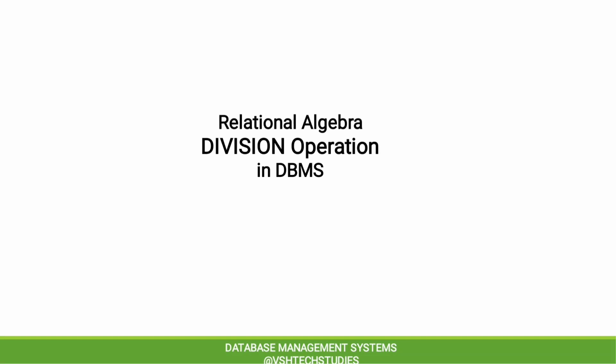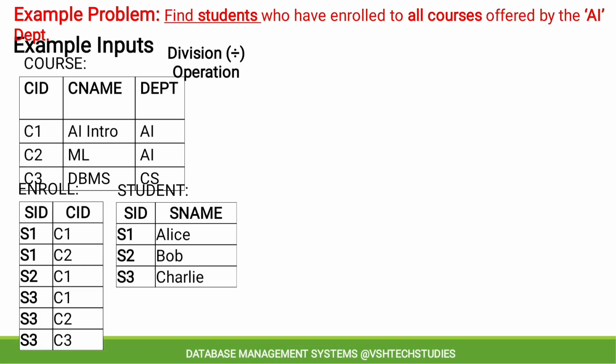Today we shall study the division operation from relational algebra in DBMS. Let's start the session. To solve this problem we are taking three relations as input relations. As an example, one is course, second one is enroll, third is student relation.